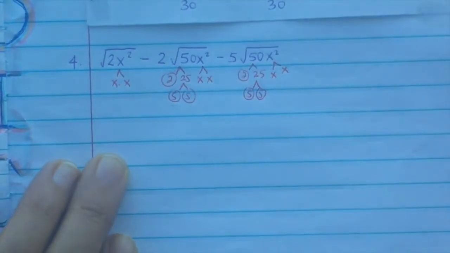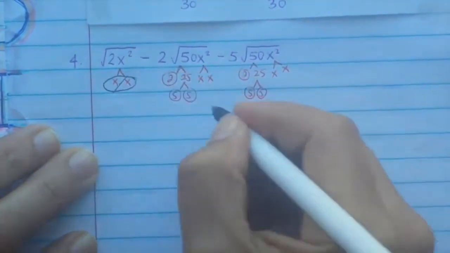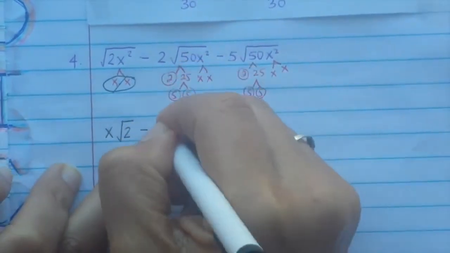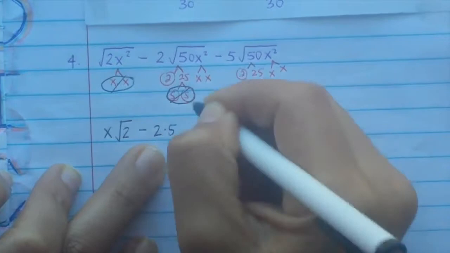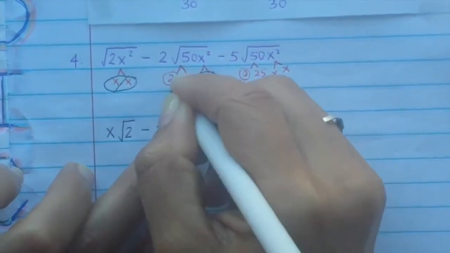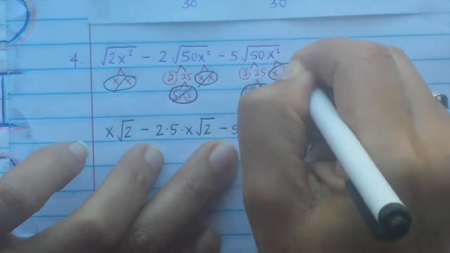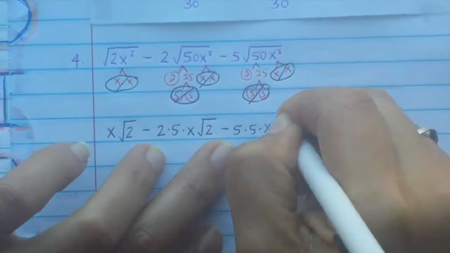Alright, let's take out books. This time I'm just going to take it out instead of rewriting it. So I'm going to take it out as I go. So there's a book out. So it's going to have x, and then inside is left just the 2. Minus 2, a book of 5, book of x, and then inside is going to just be the radical 2. Minus 5, a book of 5s, a book of x, and inside just radical 2.